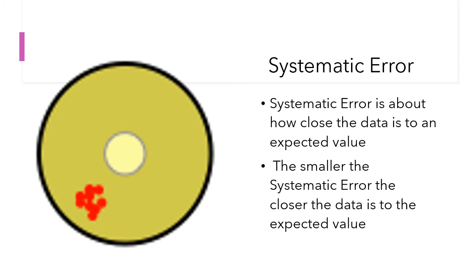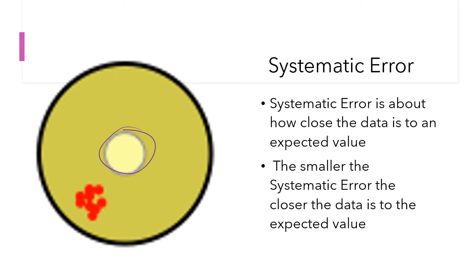The other type of error is called systematic error. It's all about how close the data is to an expected value. So you can see here we have a bunch of darts being shot at the board, but they're nowhere near that target right there in the middle. The smaller your systematic error, the closer the data is to the expected value. So in this case, we had a pretty high amount of systematic error because we're nowhere near that bullseye that we're expecting to hit.